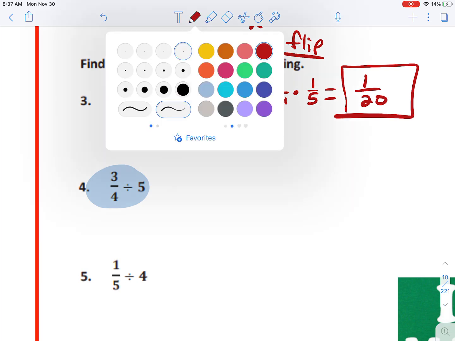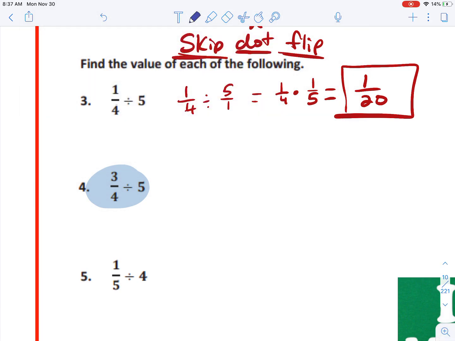So you should have tried this on your own. And 3/4 divided by 5 is equal to 3/4 divided by 5 over 1. Now we're going to do the skip dot flip rule. This is 3/4. Skip the first number, dot for multiplication, flip the second fraction, and then multiply. This will give us 3/20, and that is our answer.